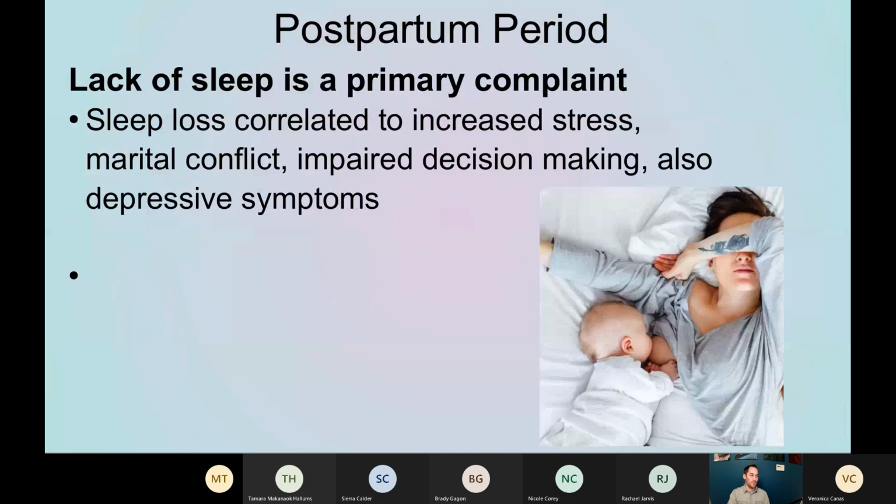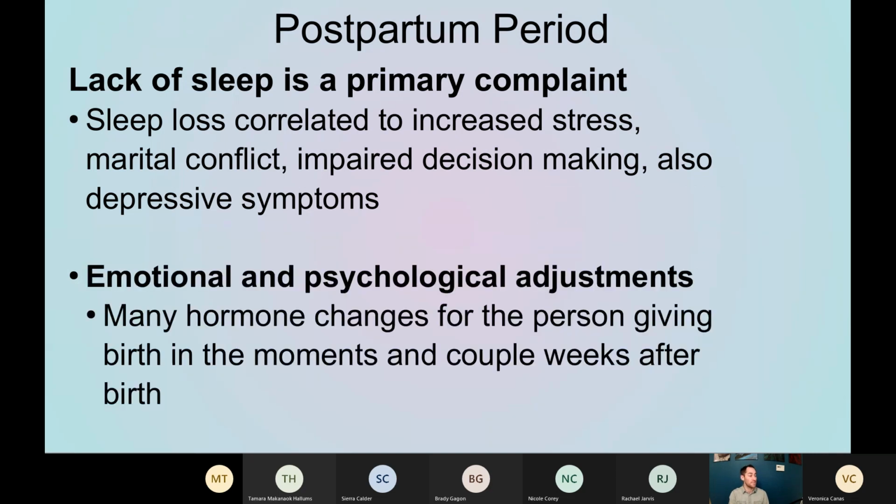So for parents in the postpartum period, there's a lot of P's in those words there, the lack of sleep is a primary complaint. Honestly, that's my primary complaint even now, when we're 4 years past the initial postpartum period for my youngest. With that, sleep loss is correlated with increased stress, impaired decision making, generally your immune system not working as well, and depressive symptoms, which can be especially important if you're having postpartum blues or even postpartum depression symptoms.